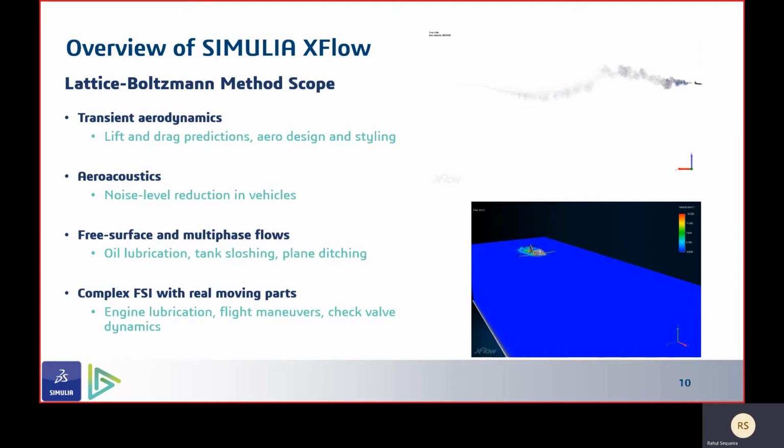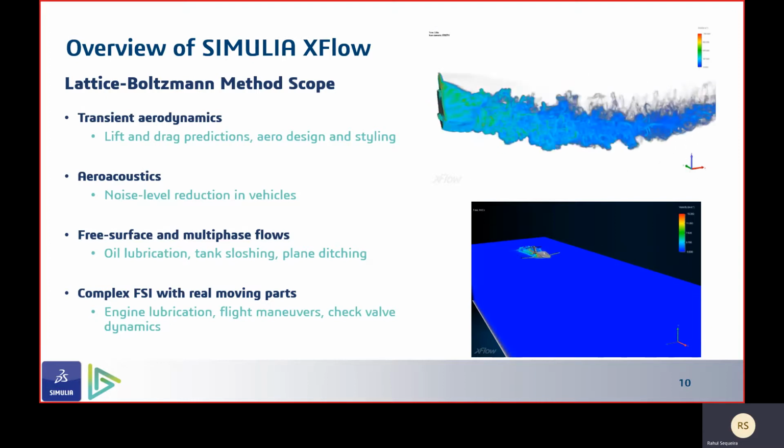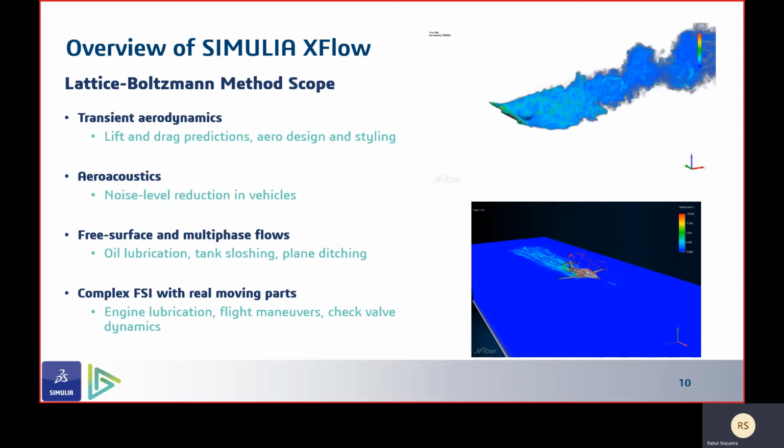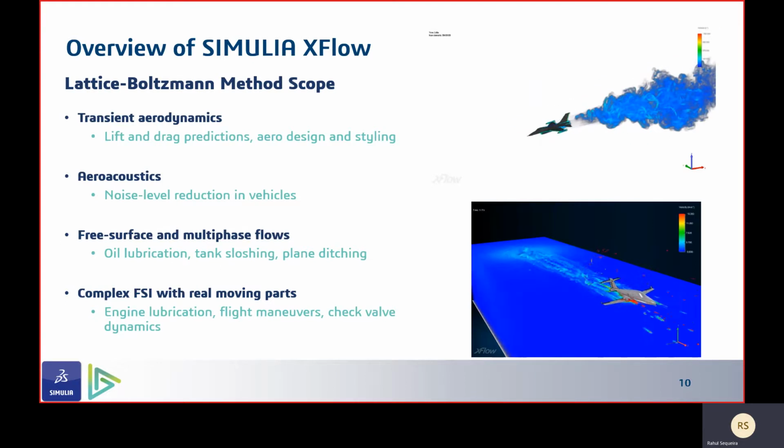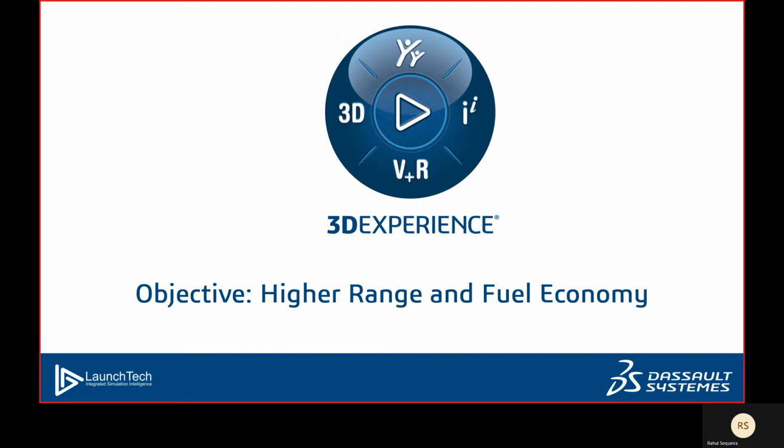Lastly, XFlow is also good in solving complex fluid structure interactions, especially those with real moving parts. For example, the jet engine is a highly dynamic machine, but XFlow is able to solve them really well because of its high refinement strategy. So let's look further at how XFlow actually achieves the objective of higher range and fuel economy for aircraft.